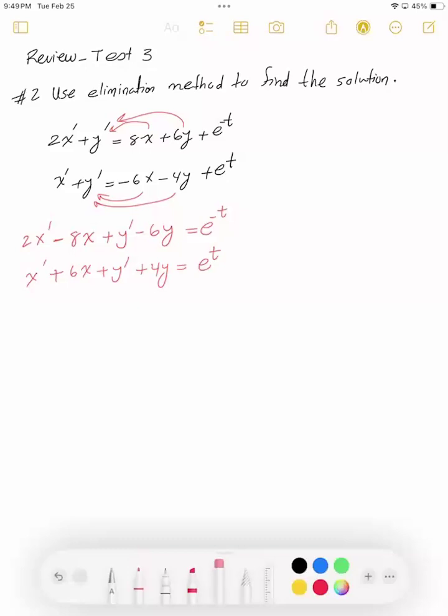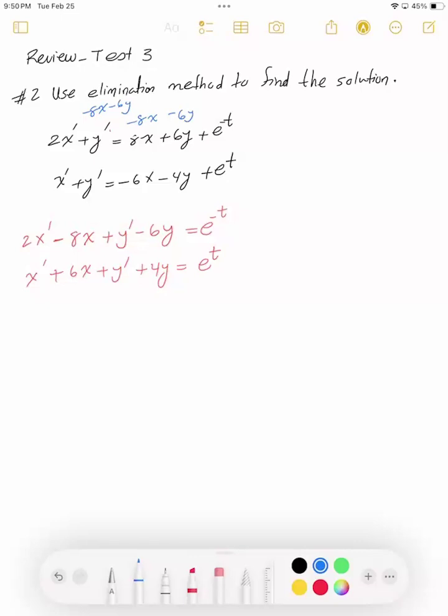You really have to be very organized here. Watch out for your signs. I always make mistakes here. Too many details to keep track of. So what I did was subtract 8x from both sides, and subtract 6y from both sides to organize them this way.